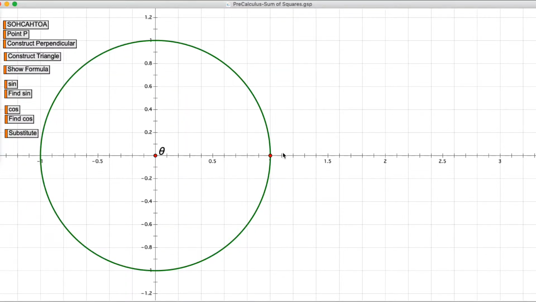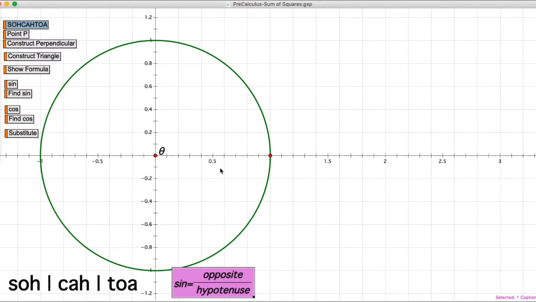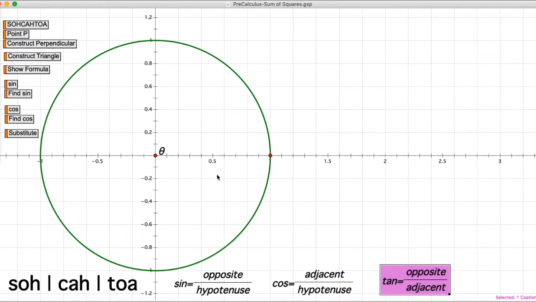When working with trigonometric functions, we often come back to the mnemonic tool SOHCAHTOA to help us define each of the three trig functions. The first part of SOHCAHTOA identifies the sine as being the opposite over the hypotenuse. Similarly, the cosine is identified as the adjacent over the hypotenuse, and tangent as the opposite over the adjacent.